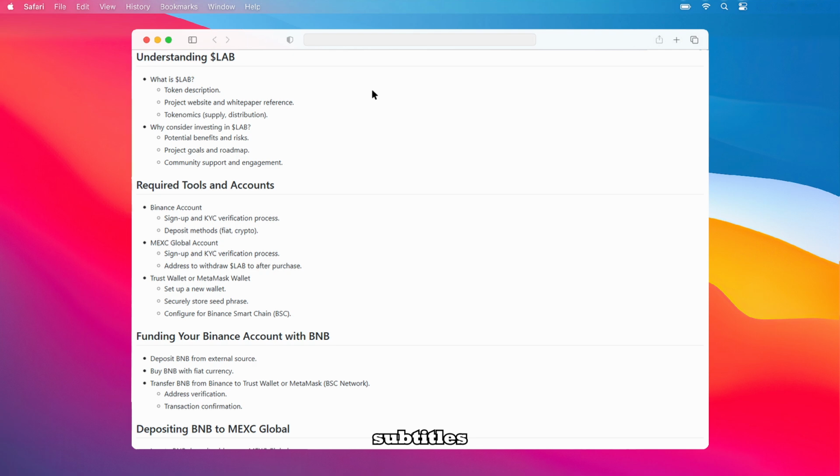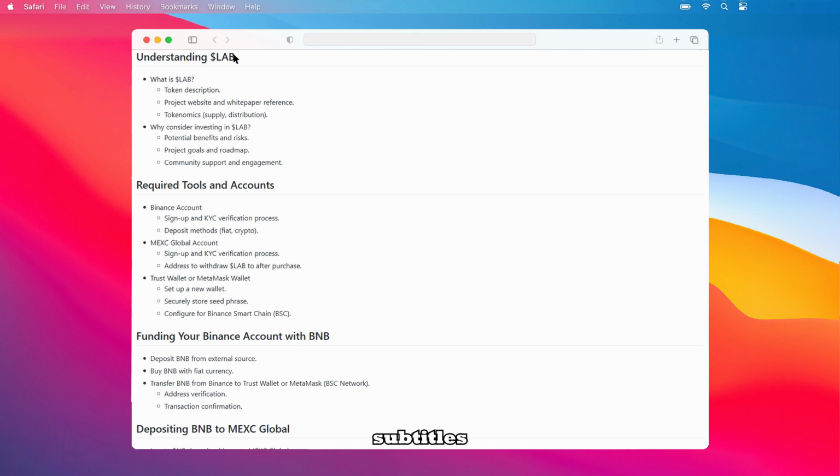Next, we'll discuss why you might consider investing in $LAB. We'll go over the potential benefits as well as the risks involved. We'll also be looking at the project's goals and its roadmap for the future. Finally, we'll touch on the community support and engagement surrounding $LAB.